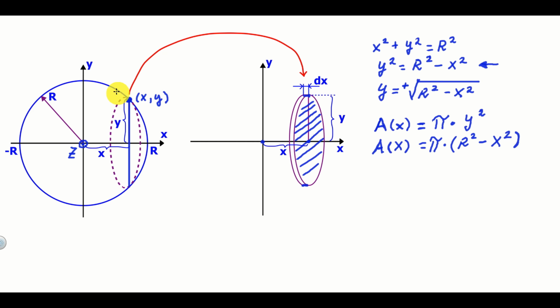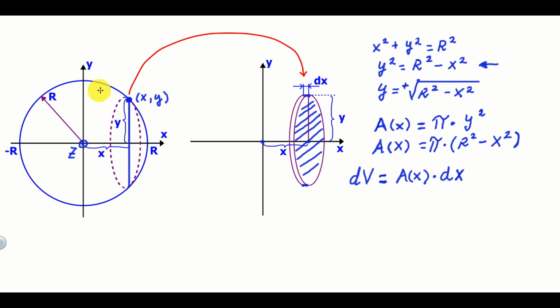Our goal is to compute the volume of the sphere. And moreover, the task is to express the volume as an integral. So let's learn how to do that. The volume of this disk over here is obviously the area of this disk, that's equal to A of x multiplying dx. So we can write like this: dV, which represents the volume of this small disk, is simply equal to A of x multiplying dx.